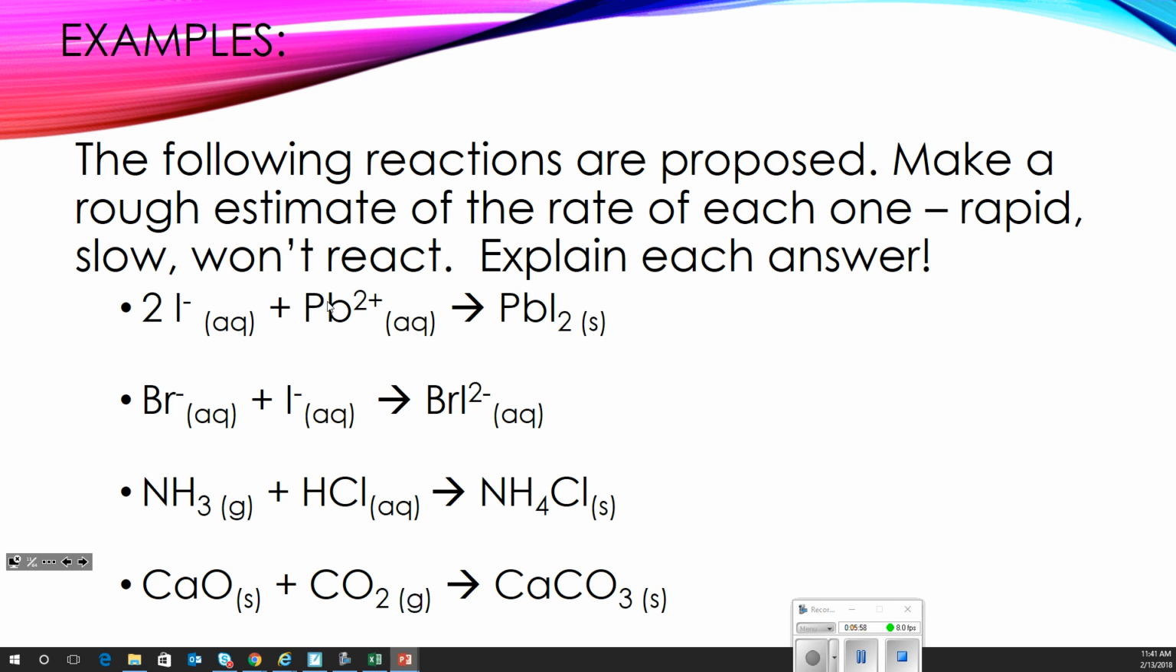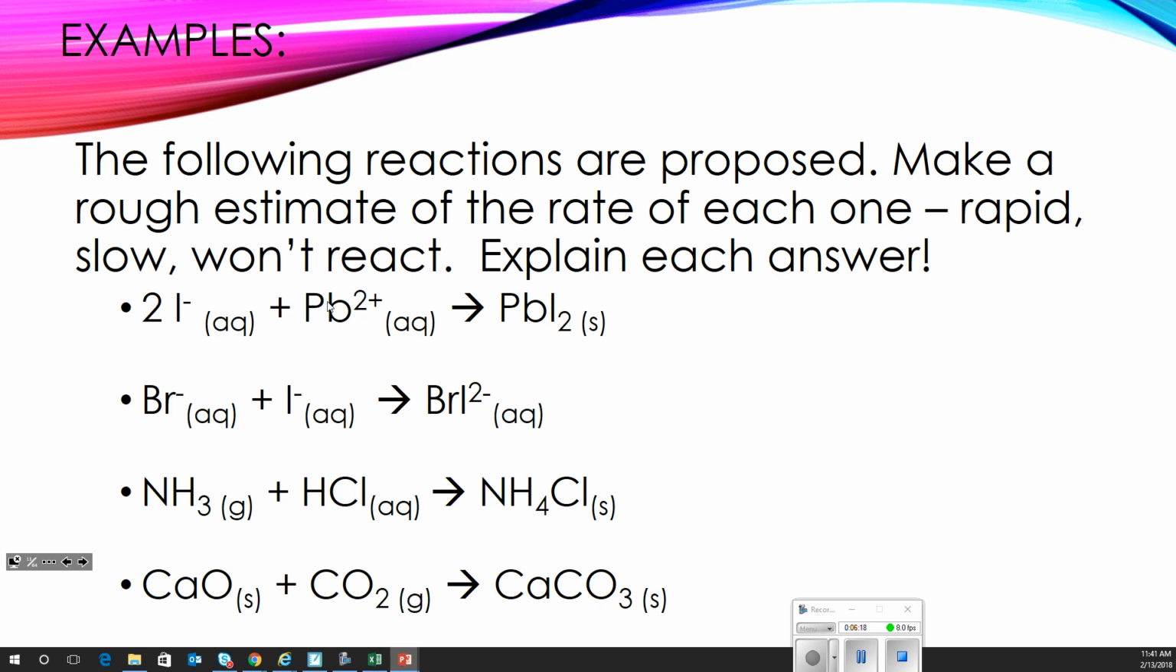The bromine ion and the iodine ion. What do you think about that one? Fast, slow, doesn't happen? Well, let's look at it. We've got a bromine that's a negative ion. We've got an iodine that's a negative ion. And it says it makes a bromine iodine -2 ion. Is that something that wants to happen?